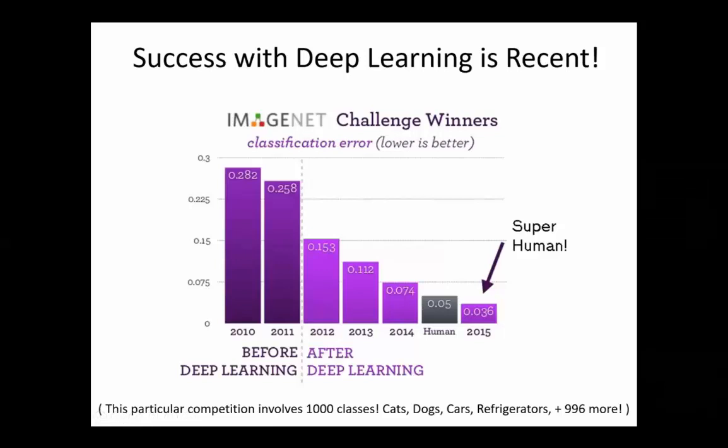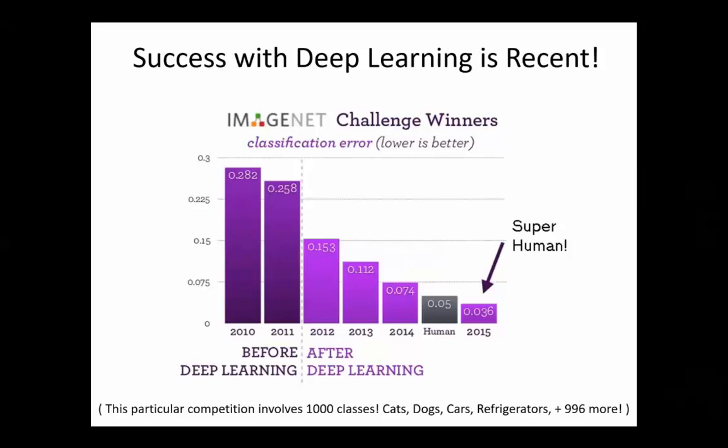They kind of use 5% error as a rule of thumb for what a human does. In fact, they had a graduate student at Stanford look through at least 10,000 images, and he made about 5% errors. So you can say in 2015, the computer became superhuman. It can recognize things in images better than a human.